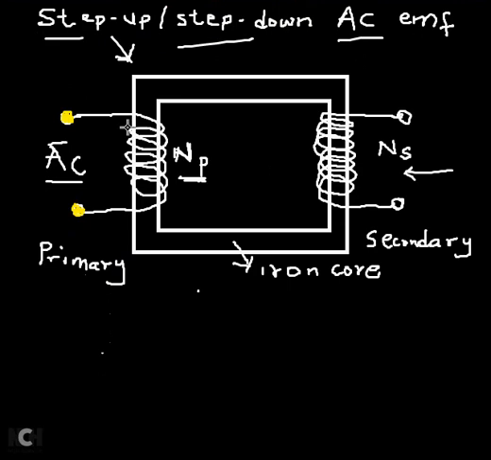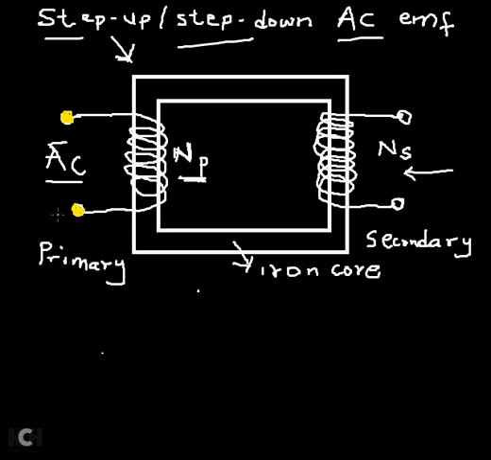So basically, this is a schematic diagram of a transformer. It has two coils, the primary coil and the secondary coil, that are isolated but coupled using the principle of magnetic flux linkage. They are wound around an iron core.